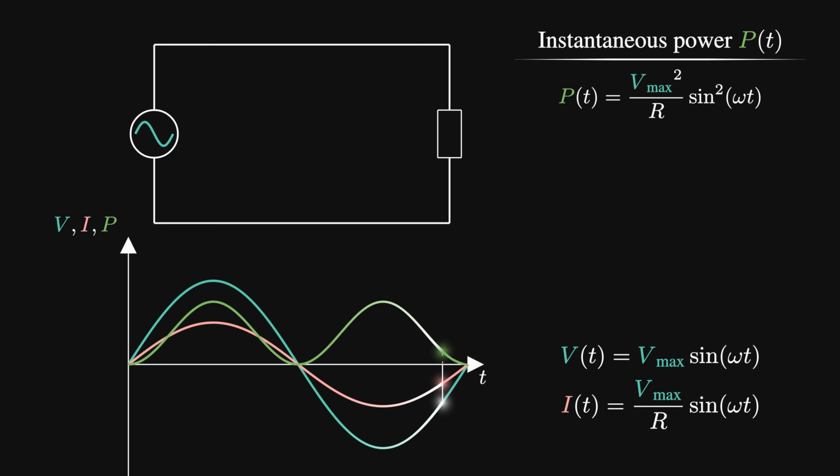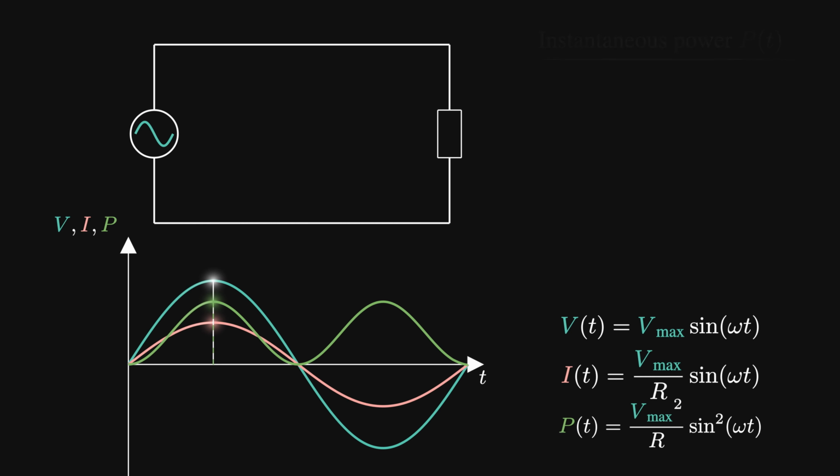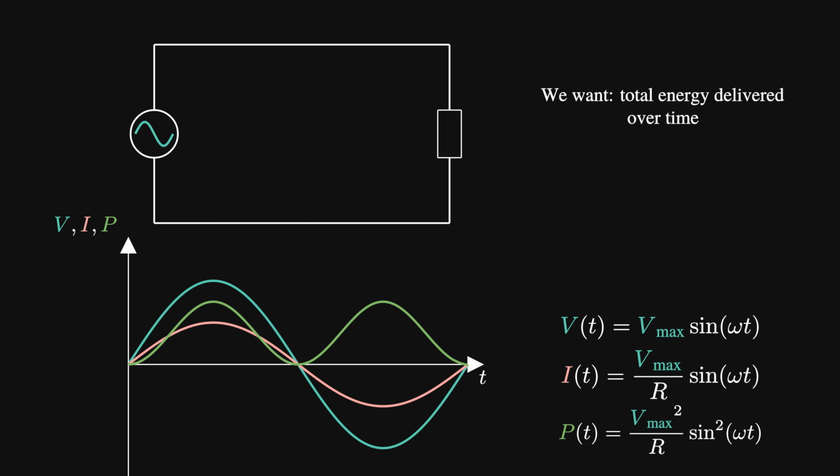Either way, unlike DC circuits, the power is not constant. It oscillates in time. We call this quantity the instantaneous power for this reason. The problem is that this instantaneous power isn't a particularly useful quantity on its own. What we really care about is the total energy delivered over time. This means we care about the average power, and this is different.